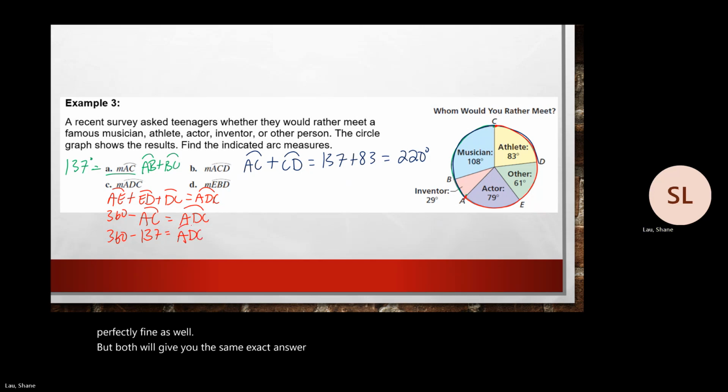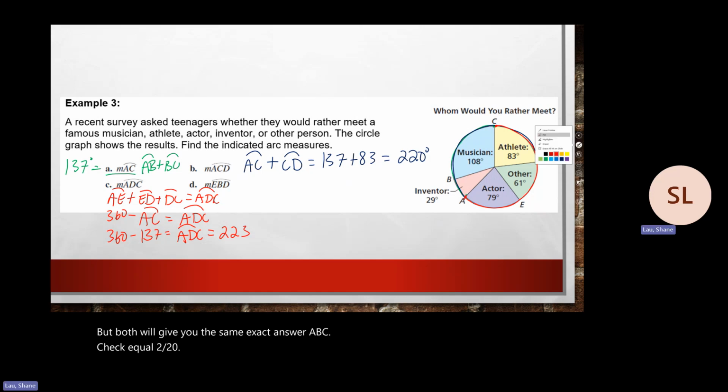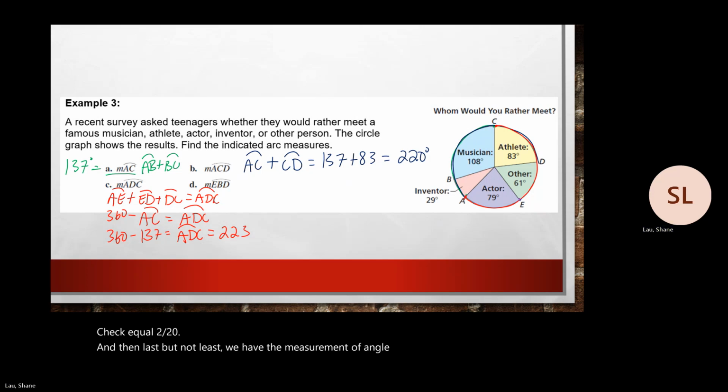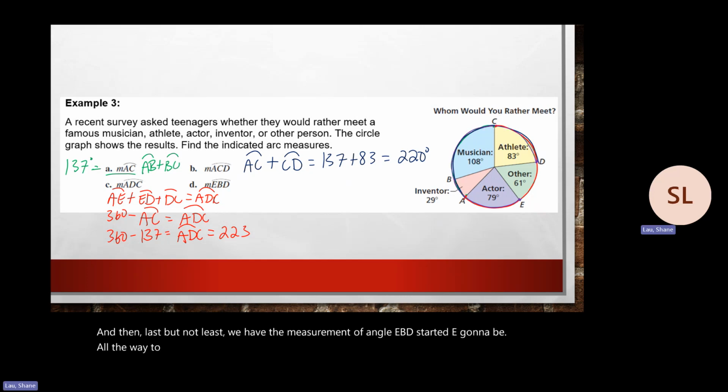AEC is going to equal 223. And then last but not least, we have the measurement of angle EBD. Start at E, go to B, go all the way to D. Okay, so almost a full rotation, but not quite.